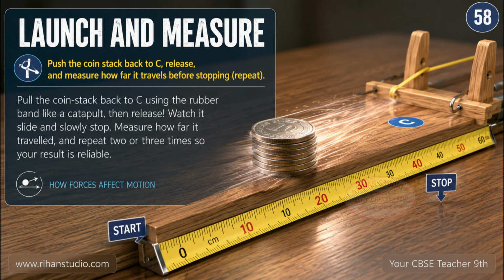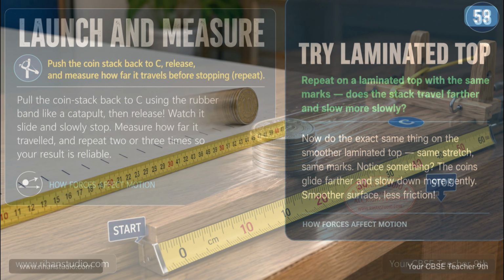Launch and measure. Pull the coin stack back to C using the rubber band like a catapult, then release. Watch it slide and slowly stop. Measure how far it traveled and repeat 2 or 3 times so your result is reliable.